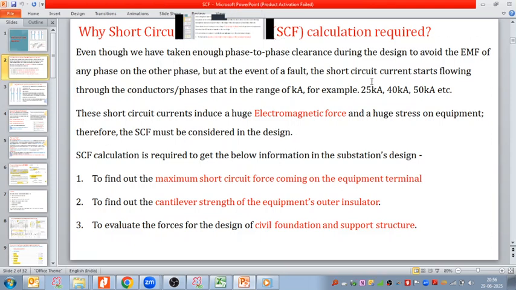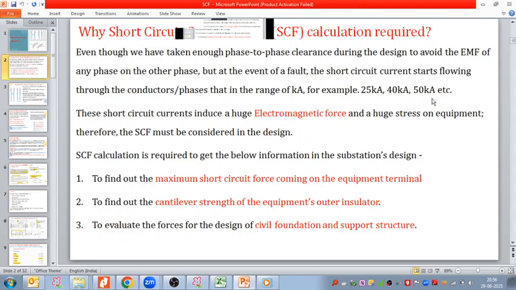So, back to this SCF calculation. We are discussing that even though we have taken enough phase-to-phase clearances to avoid any EMF effect of one phase on the other, what will happen in the event of a fault? There would be a high current flow in the kiloampere range. At the event of the fault, the short circuit current starts flowing through the conductors, or we can say through the phases, and that current would be in the range of kiloamperes, for example 25, 40, 50, or 63 kiloampere.